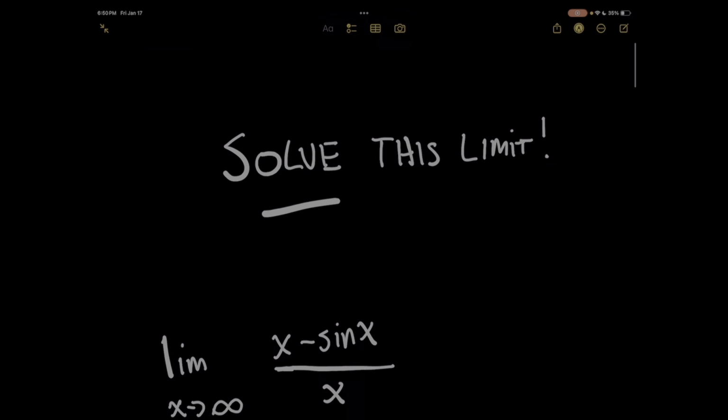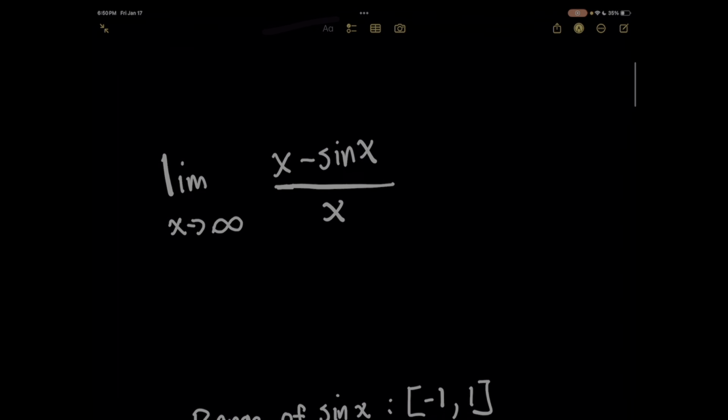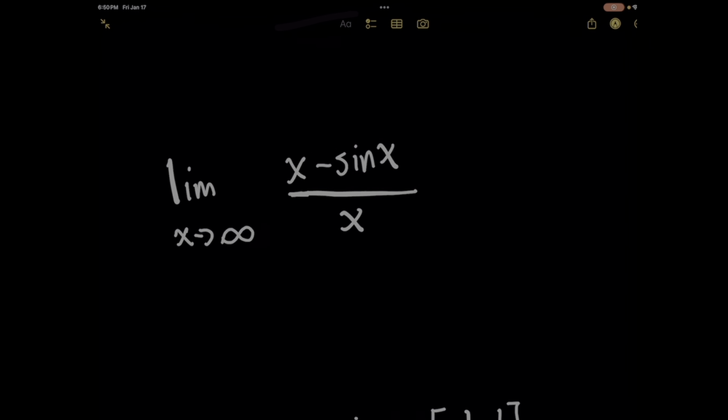If you got stuck on this limit with L'Hopital's rule, or maybe you missed this on your last exam, you're going to understand why in just a few minutes, but only if you stick around.